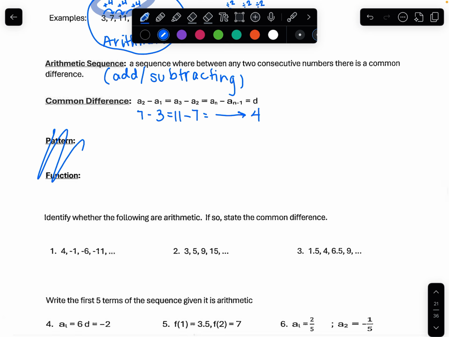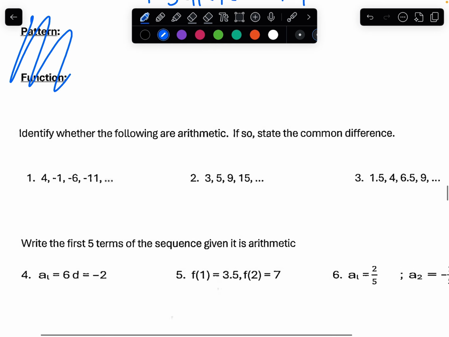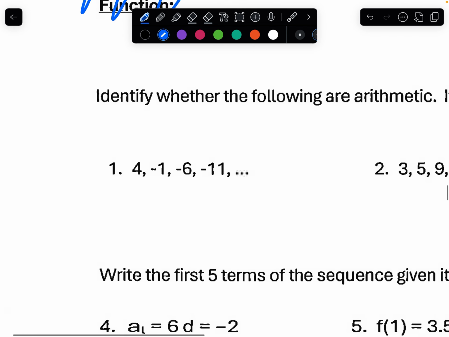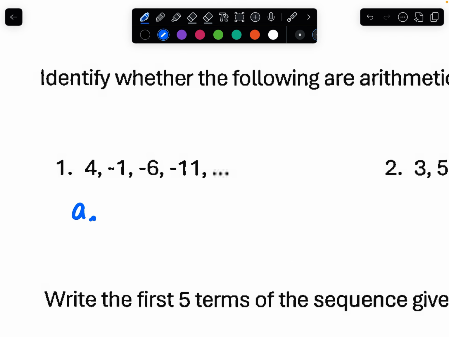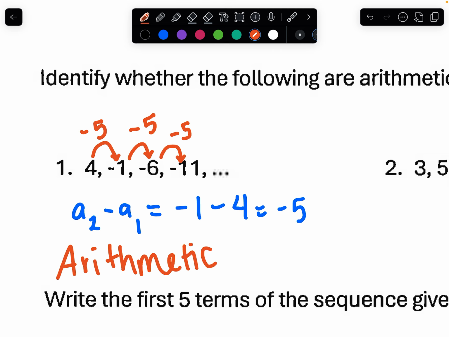We're going to skip this. What we're going to do now is look below and figure out if these are arithmetic, and if so, state the common difference. We can do it again 2 ways. We take our second term minus our first term, which is -1 minus 4, which is -5. Then ask yourself, do we subtract 5 every single time? Yes, and so this makes it an arithmetic sequence, and our common difference is -5.